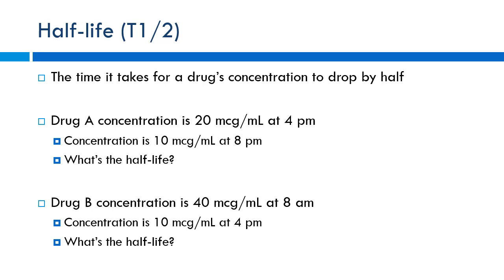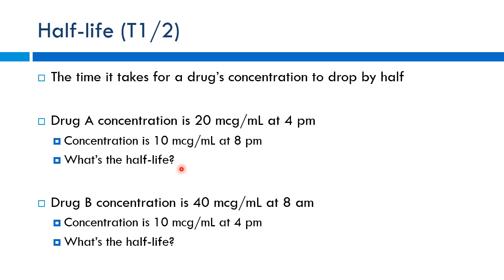Okay, so I mentioned the half-life is going to be the time it takes for the drug's concentration to drop by half. So say, for instance, I have drug A, and say the concentration at 4 p.m. is 20 mics per ml. And let's say the concentration is then 10 mics per ml at 8 p.m. I took 2 levels. My nurse drew those levels, and I got them back from the lab. What do you think the half-life is of this drug? 4 hours, perfect, right?